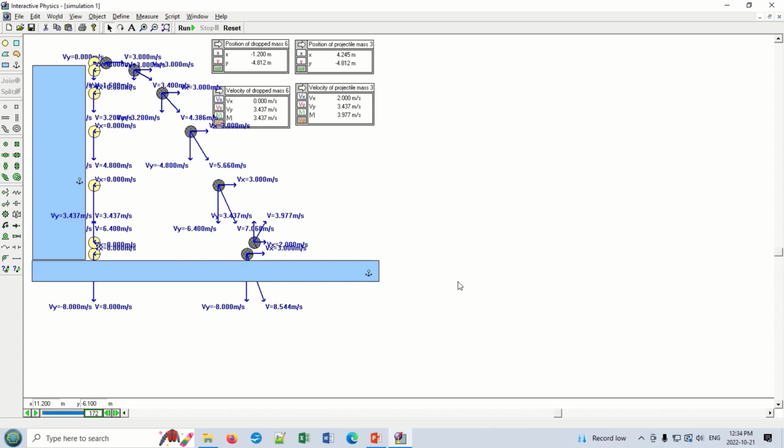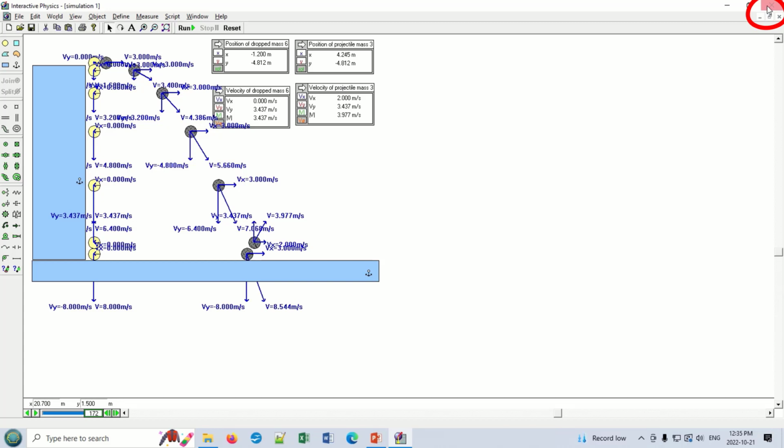Now you will want to screen capture this and paste it into your report, so do that in the usual way. And then there's a few questions in the lab manual that you'll need to answer about the horizontal or the vertical velocities of the 2 balls. So answer those, and then you're ready to proceed to the next simulation.